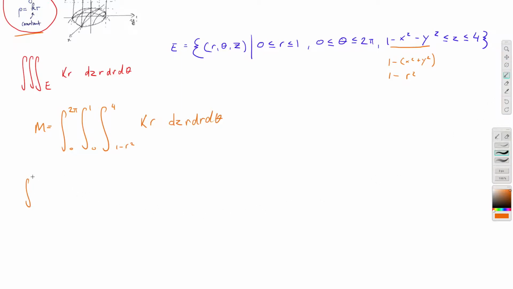So you're going to get the integral from 0 to 2 pi, 0 to 1, with k at the front because it's a constant. Then you're integrating with respect to z, and you've got an r here, remember, so we get r squared. We add a z because we're integrating with respect to z, and this exists between 1 minus r squared and 4, dr d theta.